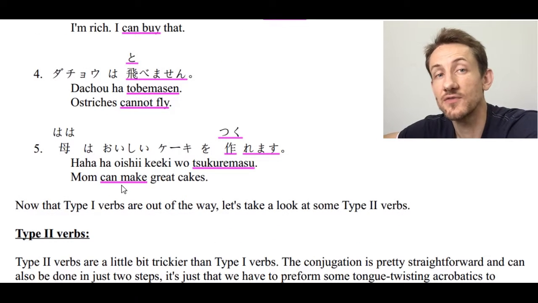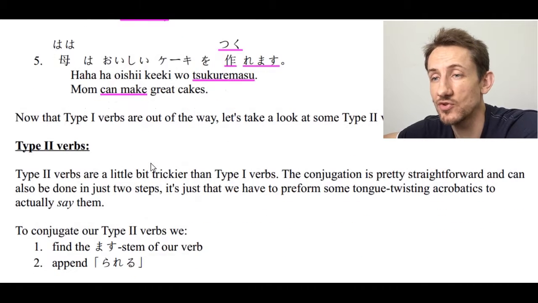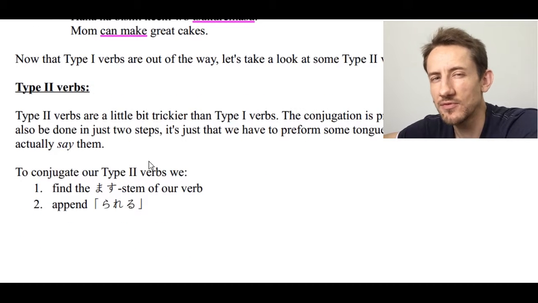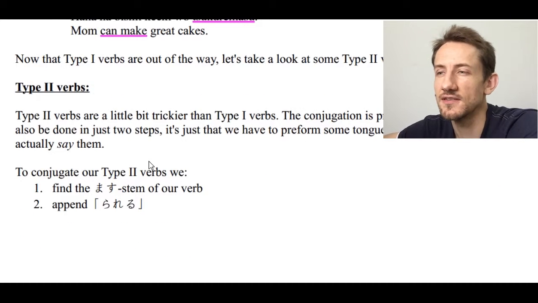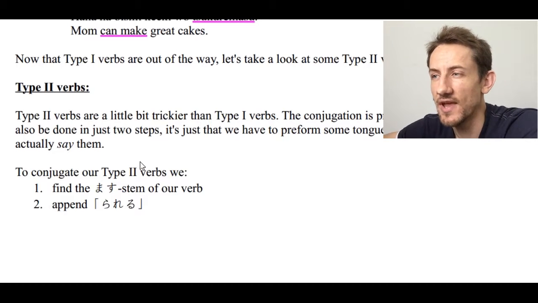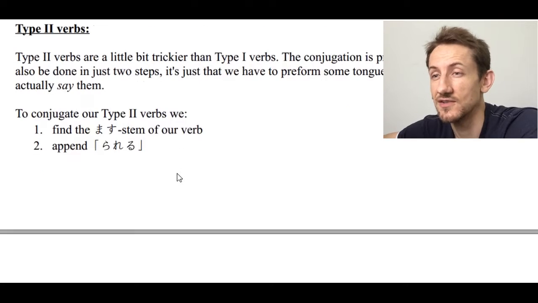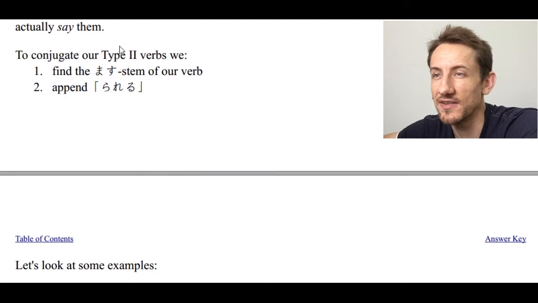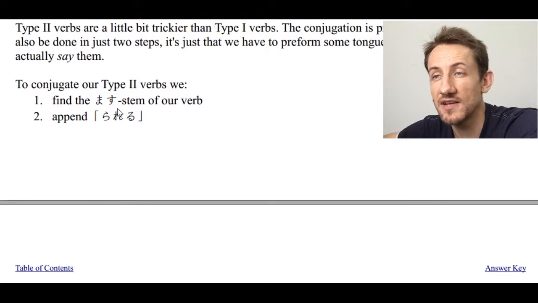All right, so that does it for type 1 verbs. Now we're going to look at type 2 verbs. So type 2 verbs are a little trickier than type 1 verbs. The conjugation is pretty easy and straightforward, and it only needs 2 steps, but it's a little difficult to say. So we'll look at that in a little bit. To conjugate our type 2 verbs, we just find the mas stem of our verb and add rareru. So that's why it's a little difficult for most English speakers to get this rareru part.